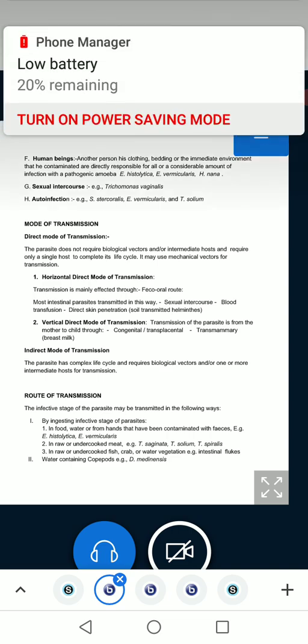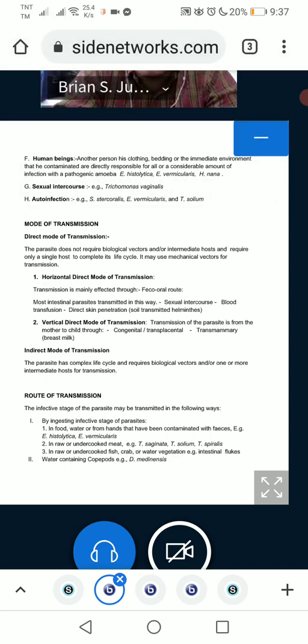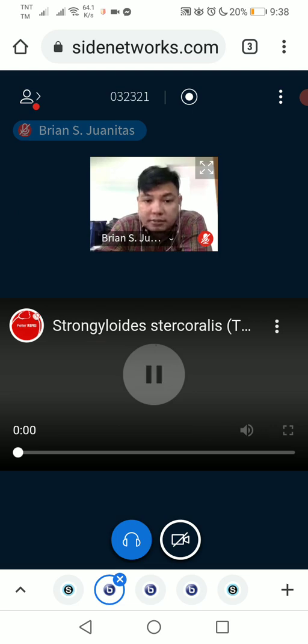Okay? Kuya ko, ano to? Kuya ko, powerbank nito to. Dito sa life cycle class ng Strongyloides stercoralis.